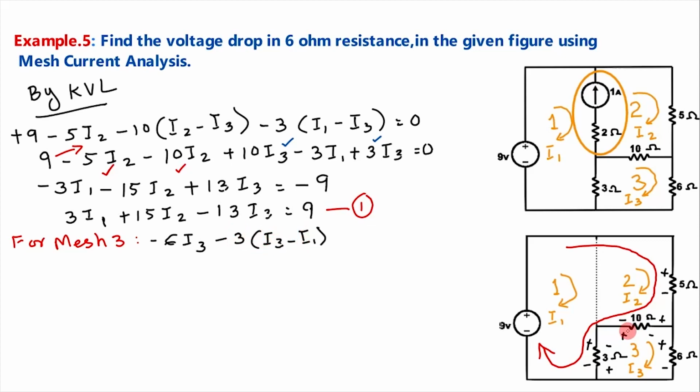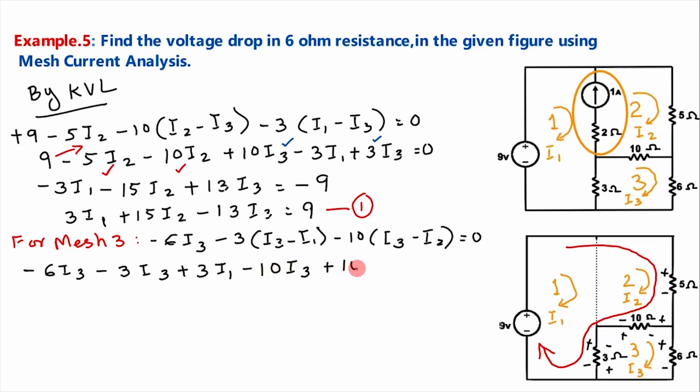Next is the drop in the 10 ohm, plus to minus. So minus 10, as we are in mesh 3, I3 minus I2 is equal to 0. Expanding, minus 6 I3 minus 3 I3 plus 3 I1 minus 10 I3 plus 10 I2 is equal to 0. Simplifying this equation, 3 I1, next is 10 I2, and here I3 is minus 6 minus 3 and minus 10, that is minus 19 I3 is equal to 0, which is equation 2.